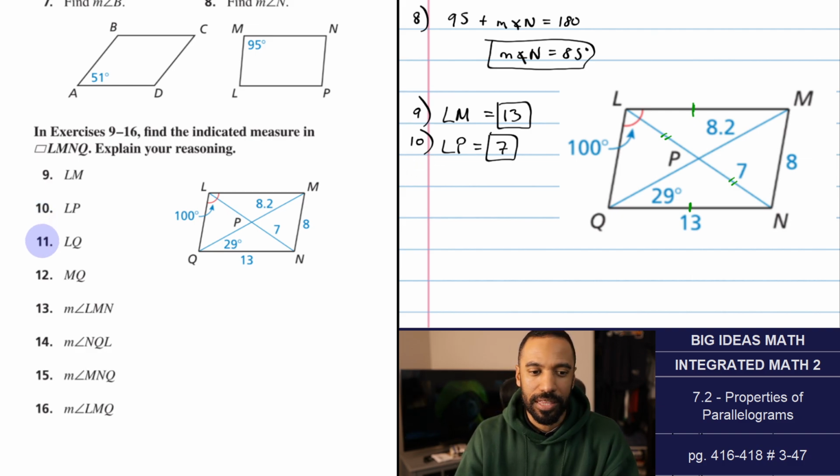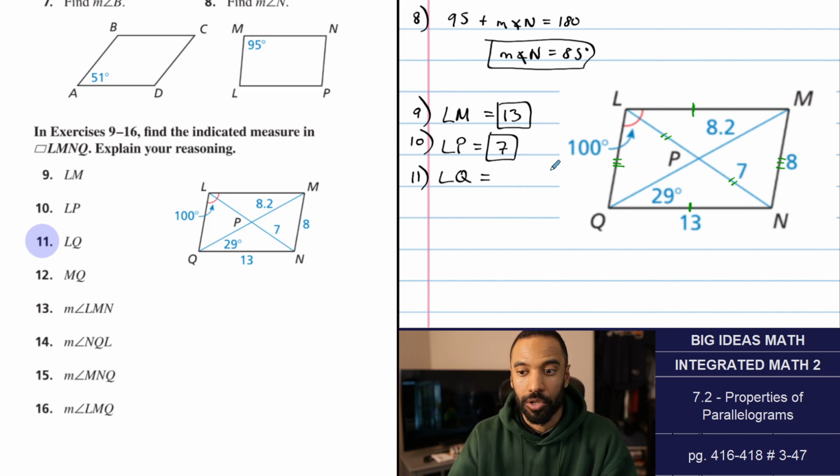Number 11, we need the length of LQ. LQ is one of the sides of the parallelogram. It's this one right here, and should be congruent to the side opposite, which has a length of 8. So these are the same. They're congruent segments. So LQ is 8.